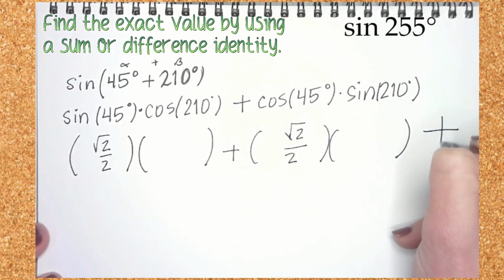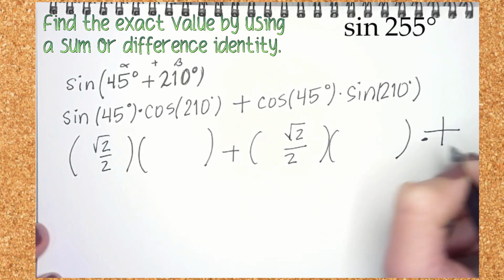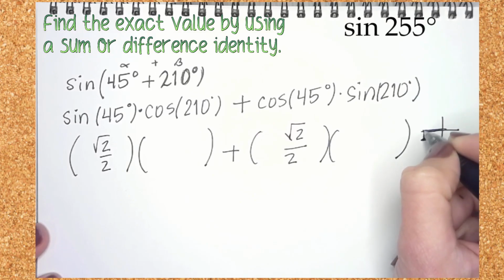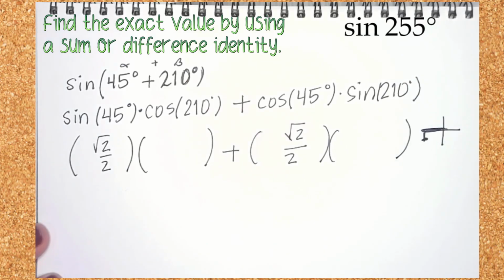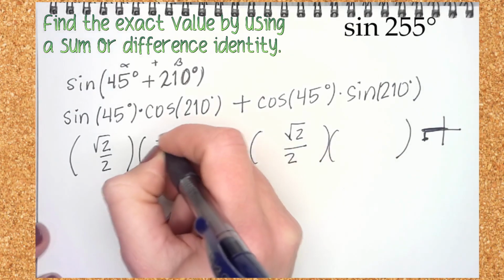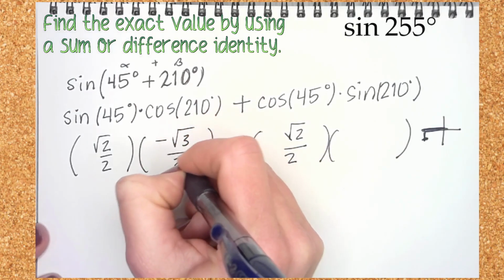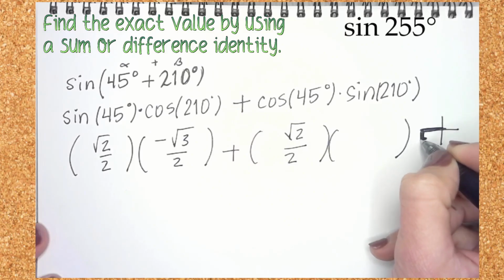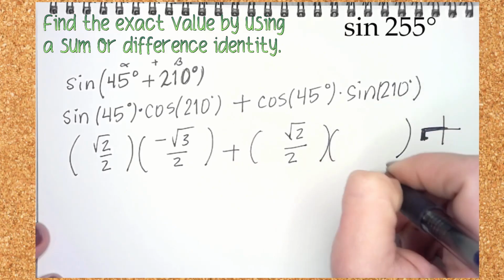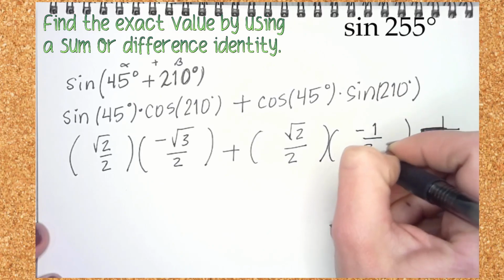210 degrees, get a little visual on it. It's 30 more than 180. Left a lot, down a little. The left right is your x or your cosine. A lot to the left means negative root 3 over 2. Down a little to get to that 210 would be just a little bit, down 1/2.